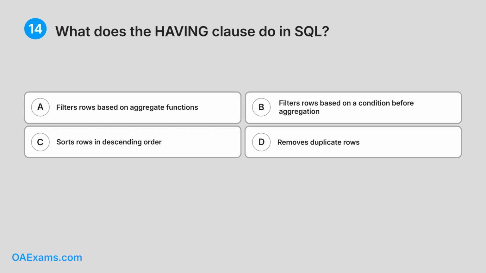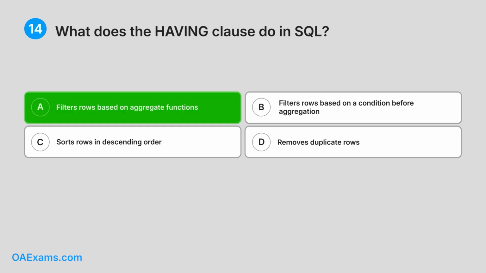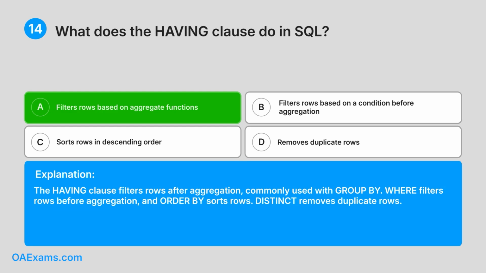Correct answer. A. Filters rows based on aggregate functions. Explanation. The having clause filters rows after aggregation, commonly used with group by, where filters rows before aggregation and order by sorts rows. Distinct removes duplicate rows.